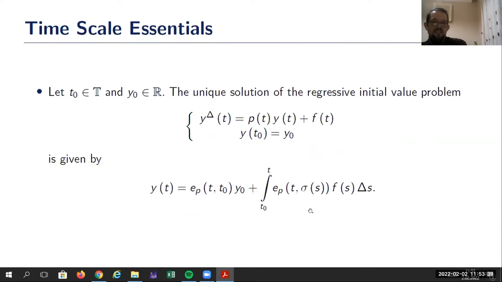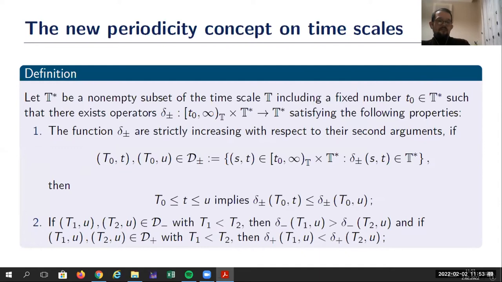All right. Now I have to start talking about shift operators. This definition is taken from the original work of Adivar. I am not going to read all of those steps. It can be found in the Matematicki Vesnik paper of Murat Adivar. It just describes the shift operators, and it explains how we characterize the forward motion and backward motion on a time scale.